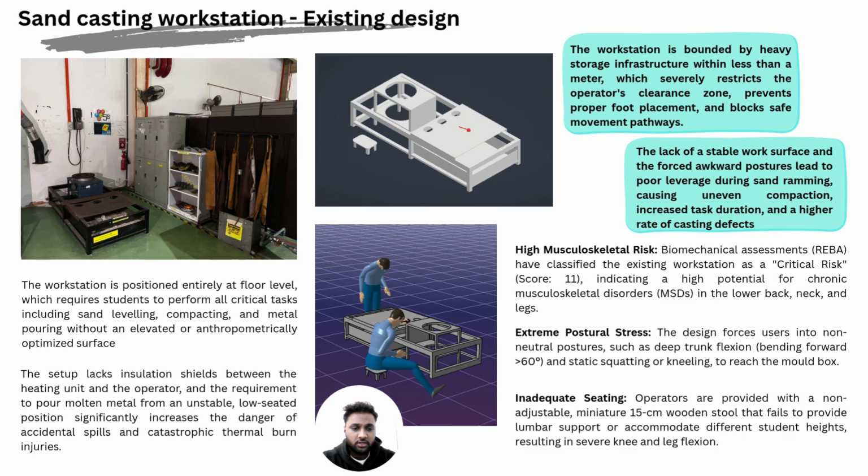It forced students into extreme non-neutral postures, especially deep trunk flexion of over 60 degrees just to reach the mold box. When we combine this with the non-adjustable 15 centimeter wooden stool, the result was a critical risk level, a REBA score of 11. Students are essentially squatting and kneeling, which puts severe strain on the lower back, neck, and legs.